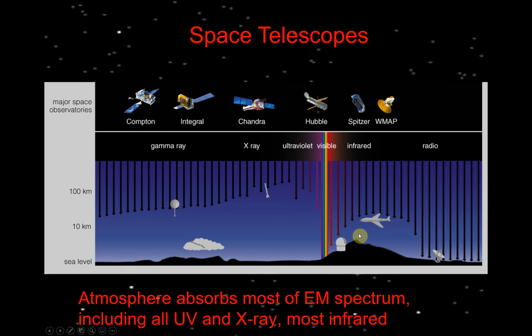Now, if we go to very high altitudes, we can pick up some infrared radiation, but it's only really the visible radiation and radio waves that make it down to the ground. And as such, that's why we're so limited in terms of the amount of astronomical work we can do from the Earth. There have been gamma ray telescopes and X-ray telescopes which have to be in space to actually receive these wavelengths. Hubble is a visible telescope, and Spitzer and WMAP are infrared, radio and microwave telescopes.